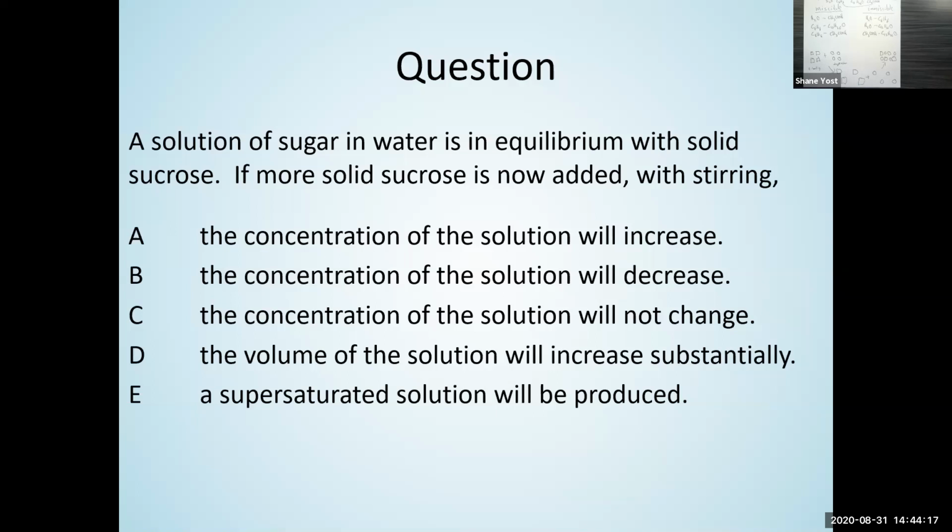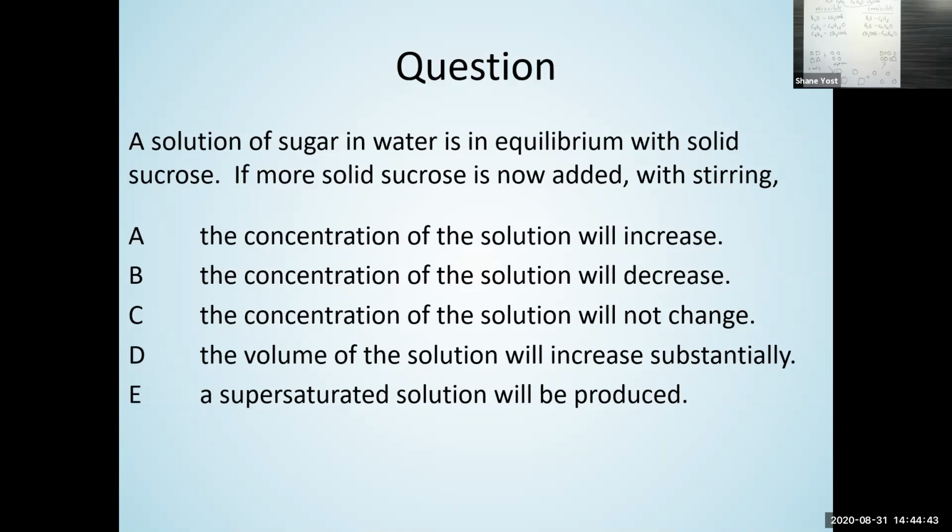Yeah, and so in this case, adding more solute will not change the concentration. It will keep staying just saturated, and what will happen is that the solid will just go to the bottom of the solution and sit there. If I add a lot of solute, then it would increase the volume of the solution because you'd be displacing that solution to higher and higher volumes.